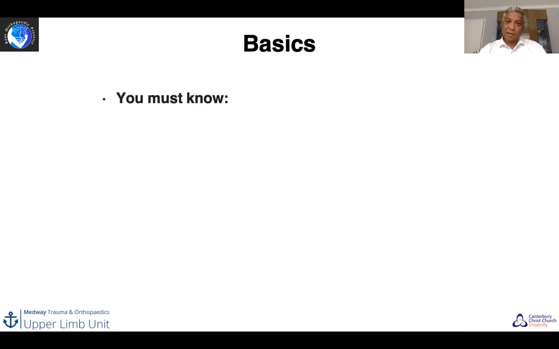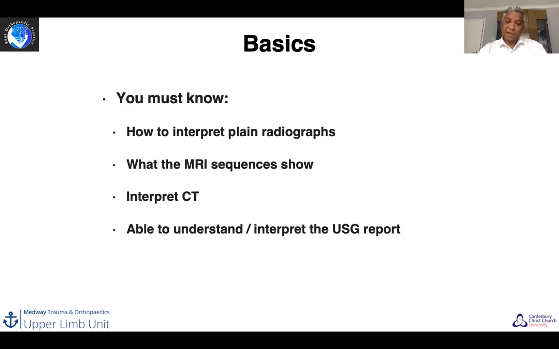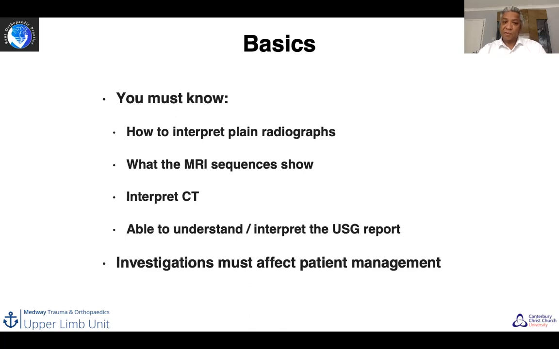the data. So if you're ordering any tests, you must be able to interpret plain radiographs. Also see what the MRI sequences show, as I will show you through various steps. Should be able to make some interpretation of the CT, certainly looking at defects and bone loss and things like that. Should be able to understand and interpret the ultrasound report. And I think it's very important to order those investigations that would affect patient management rather than ordering it for the sake of it.